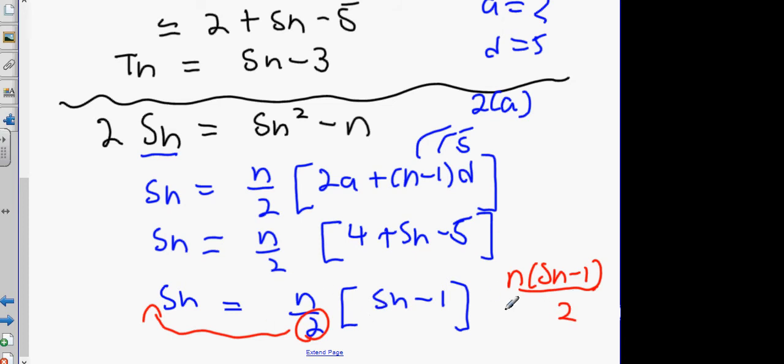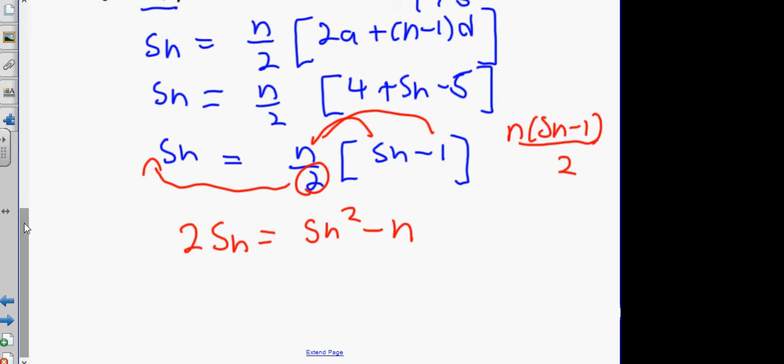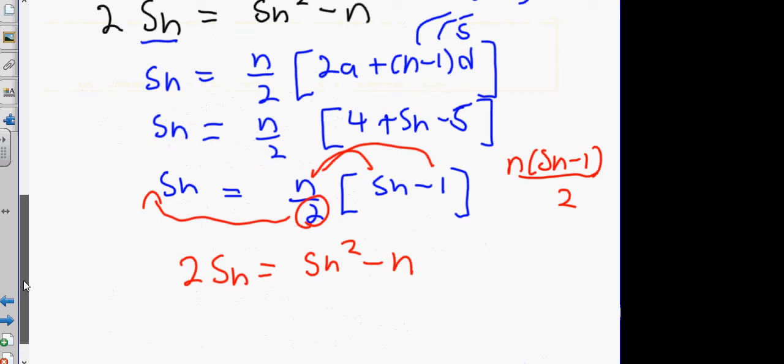So we're going to bring the 2. We're basically cross multiplying the 2 up. So we're going to get 2Sn. Then we're going to multiply the n in on top, and you're going to get 5n squared minus n. Exactly what we're asked to prove. Okay? So that is the end of number 7.